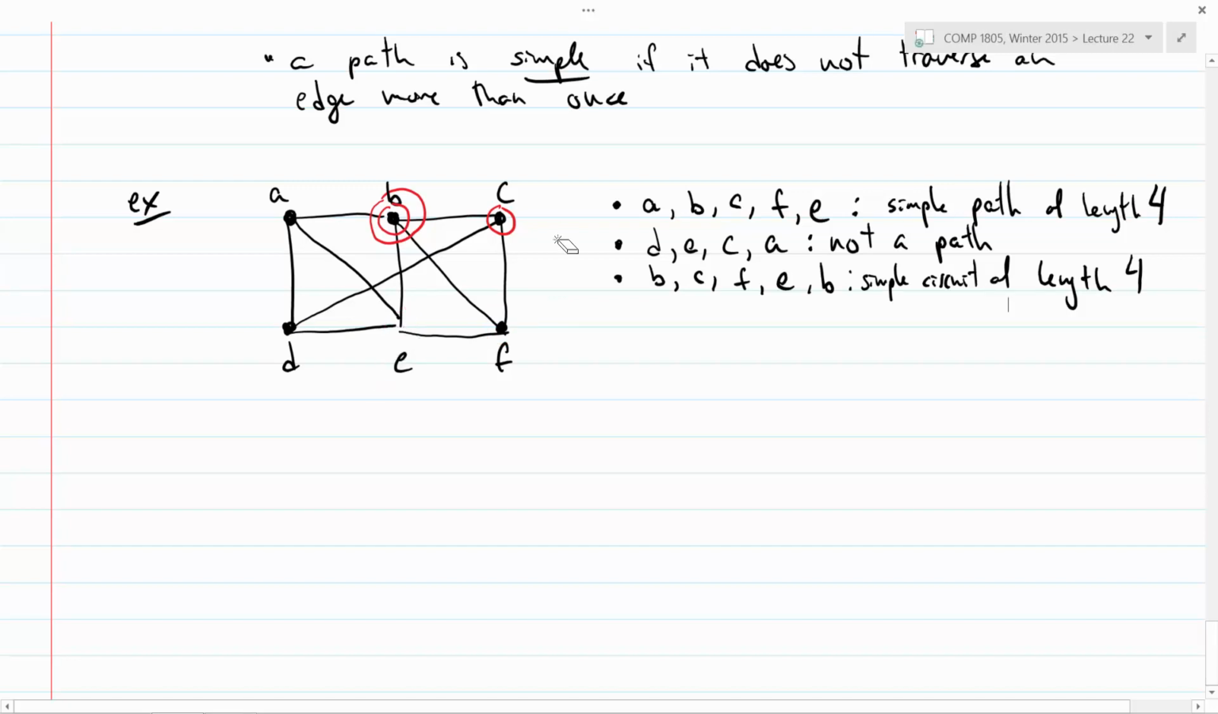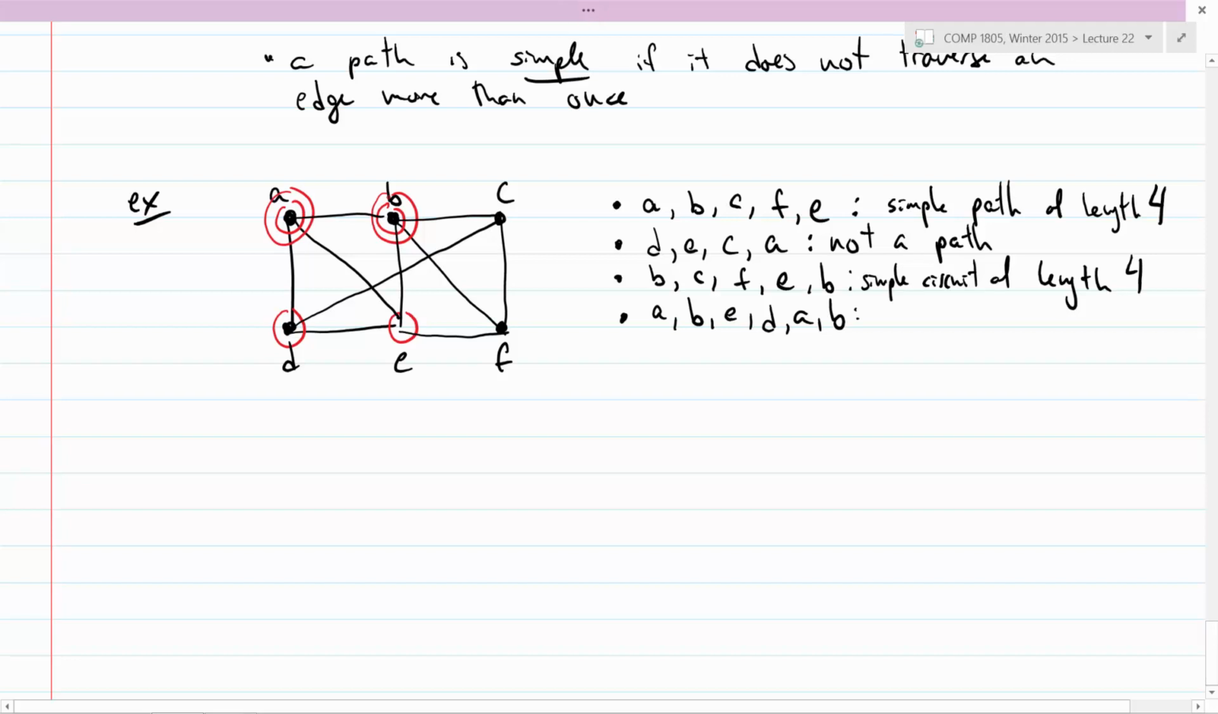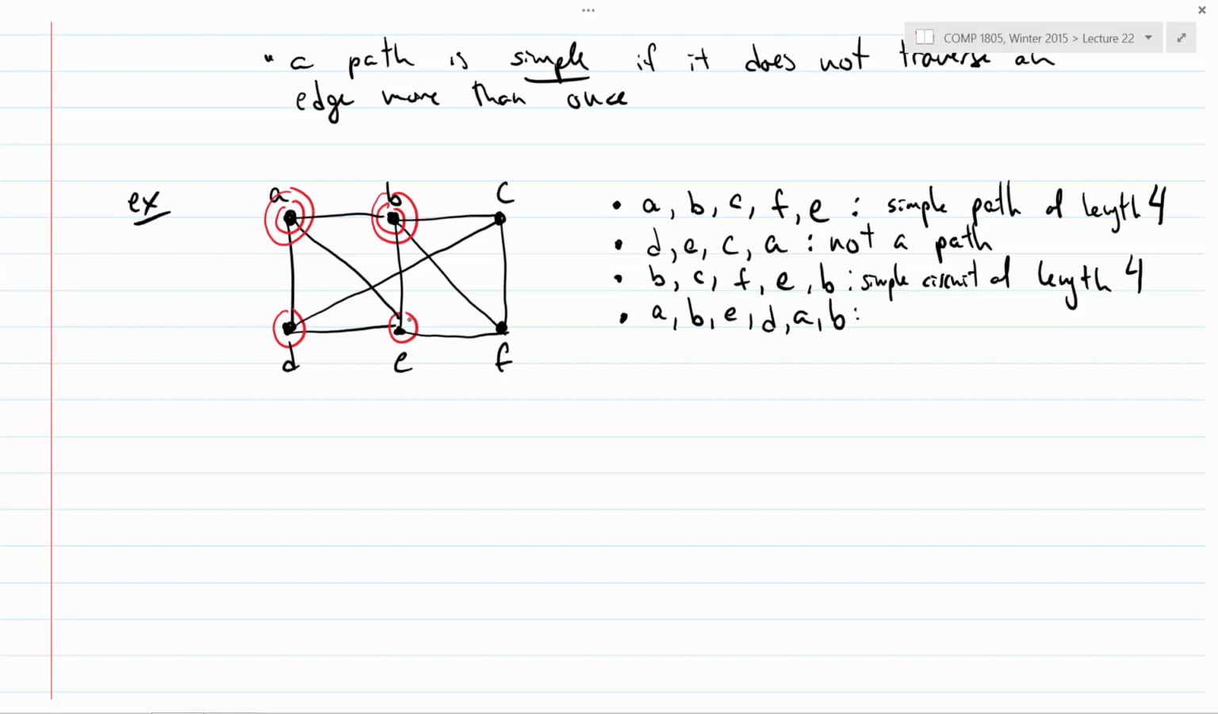All right, so we'll do one more example on this graph. What about A, B, E, D, A, B? So A, B, E, D, A, B. Is this thing going to be a path? Is this a simple path? No. So why isn't it simple? Right, I go from A to B here and from A to B there. So this is not a simple path. So it is a non-simple path.